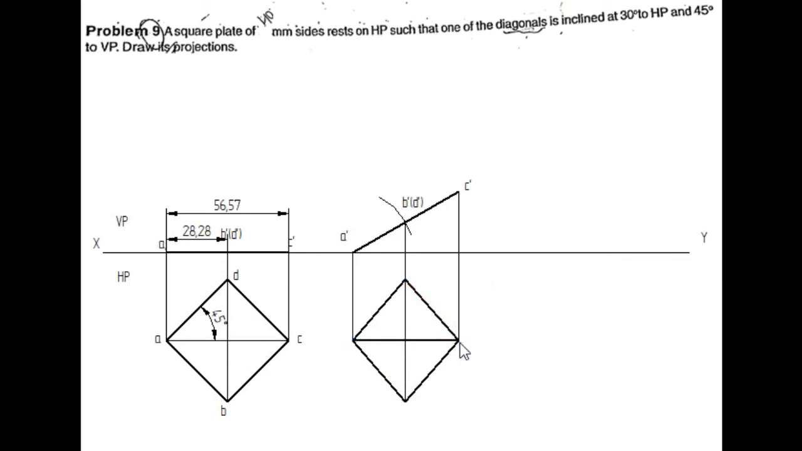Yes. So that should be of thin line. Next, naming. This is A, this is B, this is C and this is D.